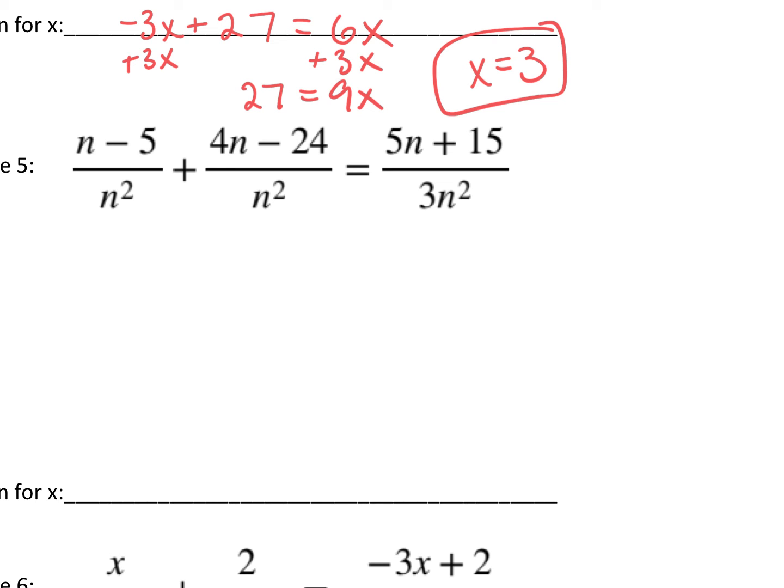I want you to go ahead and figure out what the common denominator is, and then go ahead and distribute it out. Okay, so we're doing the first step. We're finding the common denominator, and then we're multiplying it by each term. So just do that.